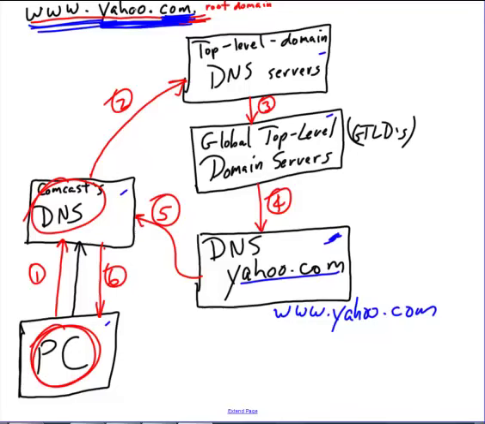The other thing is, why this step 5? Why did we send the IP address for this host name back to Comcast DNS and not directly to the PC? The answer is caching. So let's do this for just a second.